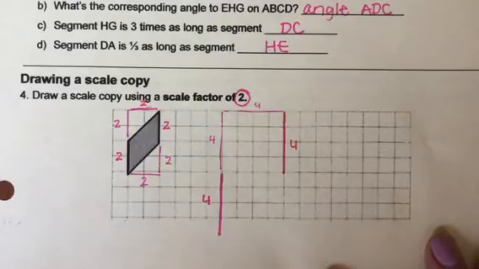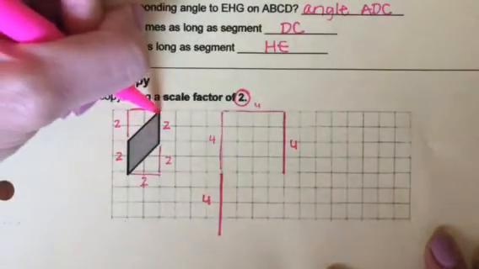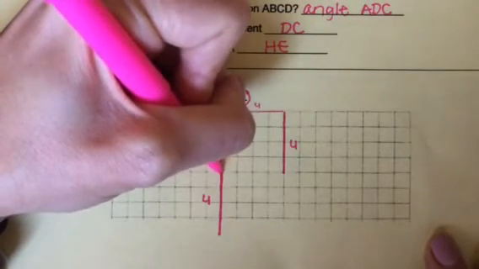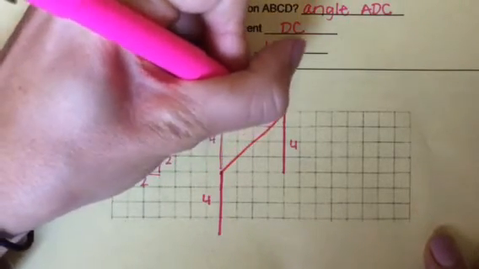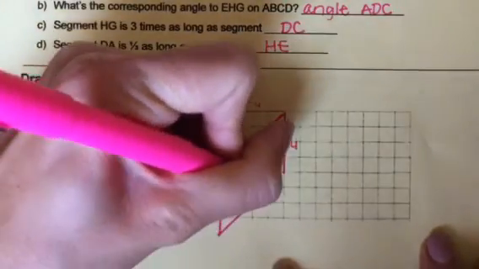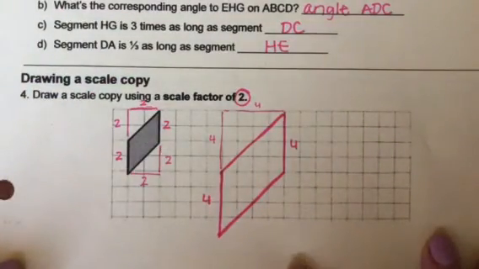Okay, then all I need to know is that this corner over here connects to this corner over here. And I should be using a ruler, but I don't have one with me at the moment. And you will nicely connect those lines. And then you can connect these lines as well. And now we've created a figure that is double the shape.